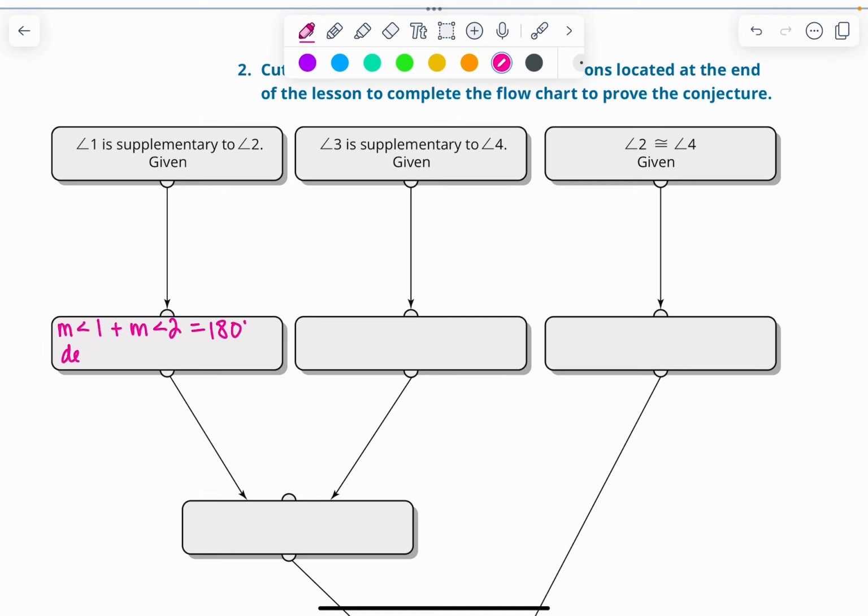Again, that's the definition of supplementary angles. Let me just put this all on the same line. It's going to bother me. It's going to be the same thing for the second box here. The measure of angle 3 plus the measure of angle 4 also equals 180 for the same reason.